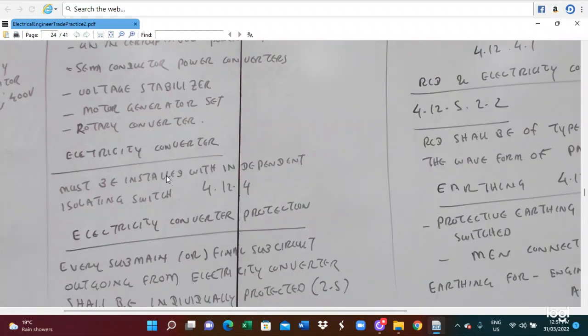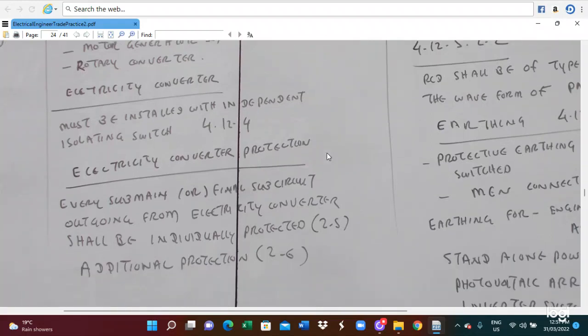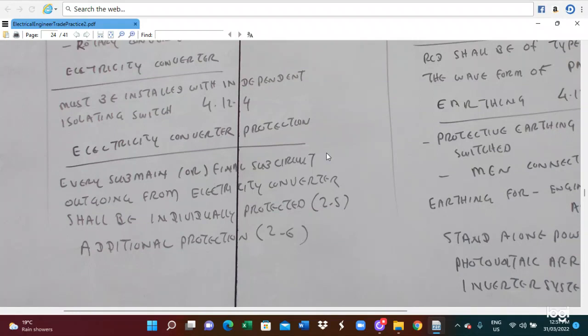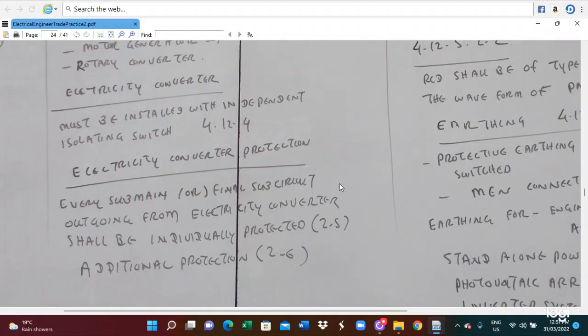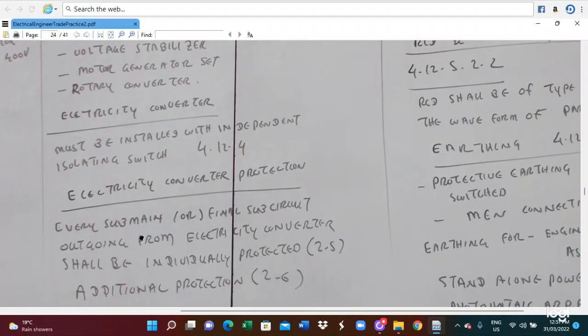Similarly, an electricity converter must be installed with an isolation switch. So all the electricity converters need to be installed with an isolation switch. This is clause 4.12.4 of AS/NZS 3000. For electricity converter protection, every sub-main or final circuit outgoing from the electricity converter shall be individually protected. This is clause 2.5. Additional protection needs to be provided for clause 2.6. So this is clause 2.5 and clause 2.6 for electricity converter protection.